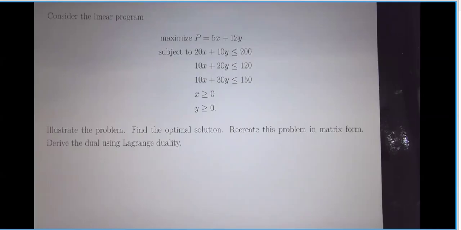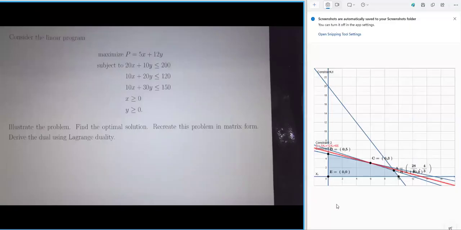Okay, so before we write this in a matrix form or find the dual problem, let's look at the feasible set. You can do it by hand, or you can use some sort of graph for it. It's easy enough to find by hand, but just so that I don't have to waste time doing that in this video, here is the feasible set.